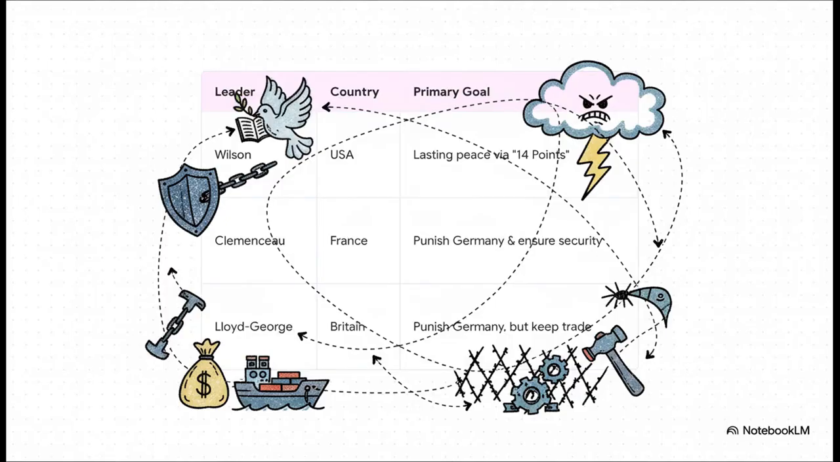And this table perfectly explains why the peace after World War I was so shaky. Just look at what everyone wanted at Versailles. You've got Wilson from the US, the idealist, pushing for lasting peace. Then you've got Clemenceau from France, who basically just wants revenge and to make sure Germany can never attack again. And then there's Lloyd George from Britain, who's like, yeah, let's punish them, but not so much that we can't trade with them. With everyone wanting something different, a perfect treaty was pretty much impossible from the start.